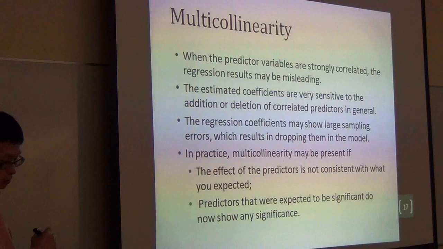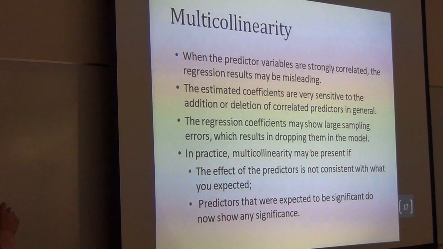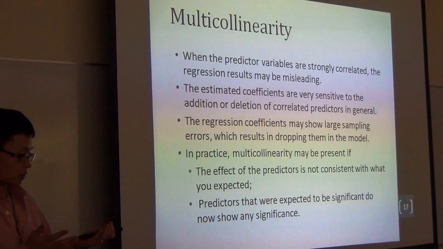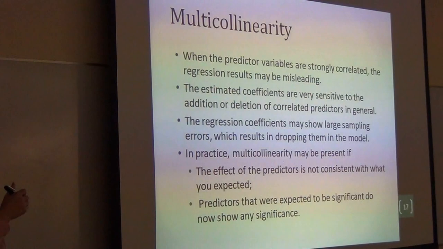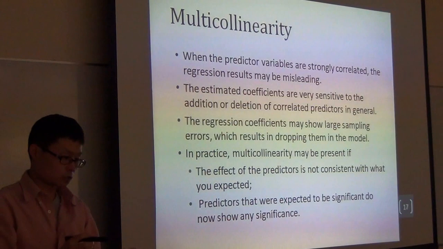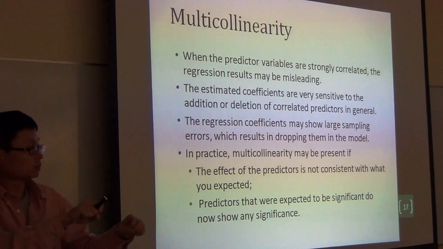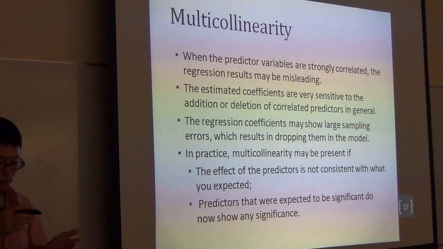So in practice, multicollinearity may be present. There are a lot of possibilities, but this is the most common case, I think. When you receive the result from your linear regression model, or from a statistician, the effect of predictors is not consistent with what you expected. For example, you think the impact of this variable must be positive, but the final result shows it's negative.